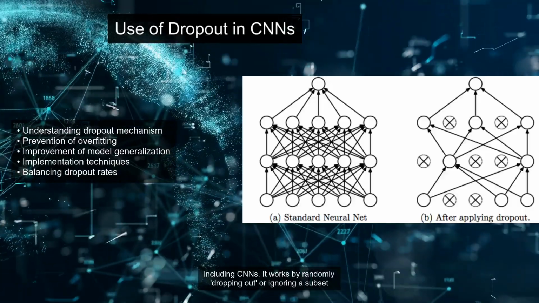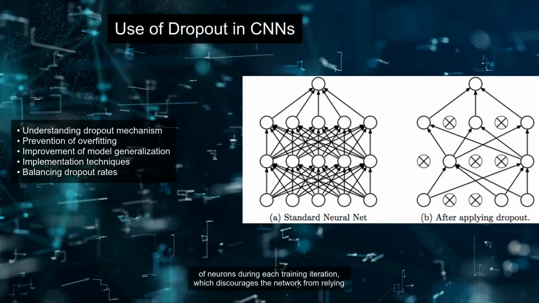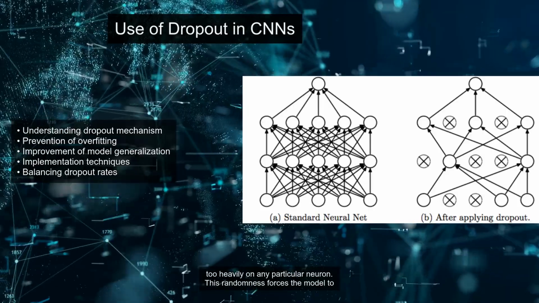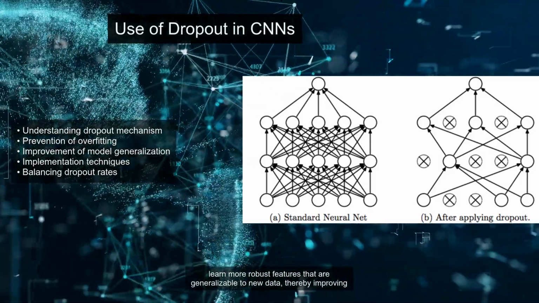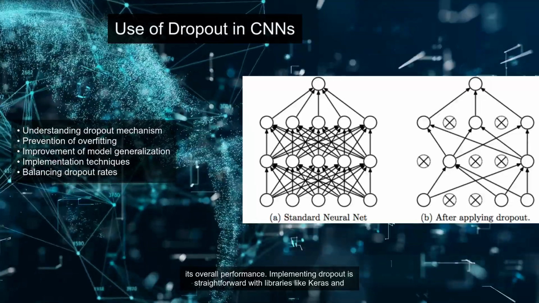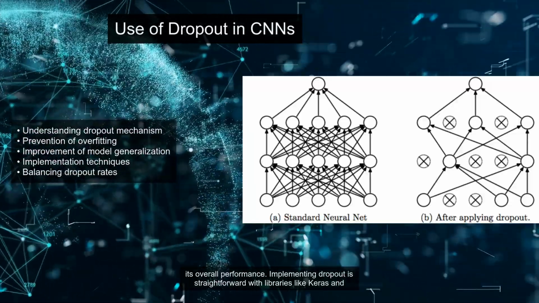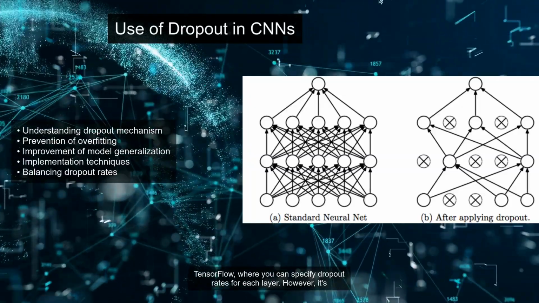Dropout is a regularization technique used to prevent overfitting in neural networks, including CNNs. It works by randomly dropping out or ignoring a subset of neurons during each training iteration, which discourages the network from relying too heavily on any particular neuron. This randomness forces the model to learn more robust features that are generalizable to new data, thereby improving its overall performance.